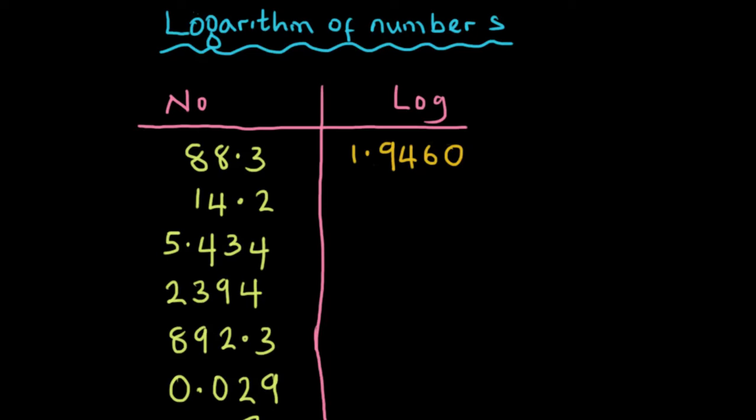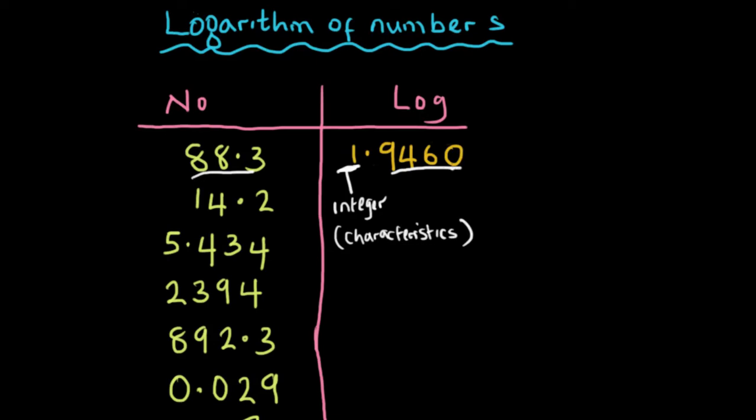But as you can see, I've already found the logarithm of 88.3. The logarithm of 88.3 is 1.9460. Now look carefully. We have two parts of this logarithm. We have the part before the decimal point, and then we have the part after the decimal point. The part before the decimal point is an integer, and we call it the characteristic. So it's known as the characteristic of the logarithm.